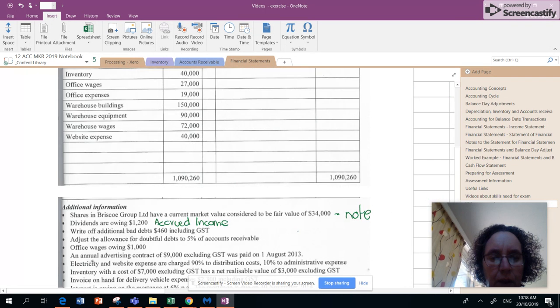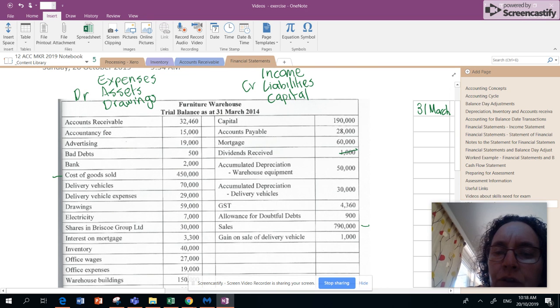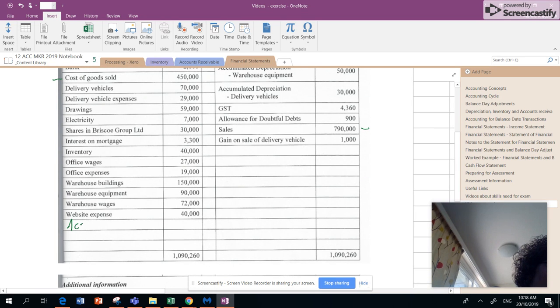Right, so on our trial balance, if we're doing it on our trial balance, we're going to add an extra $1,200 to dividends received to get $2,200. And we're going to add in on our current asset side accrued income of $1,200.